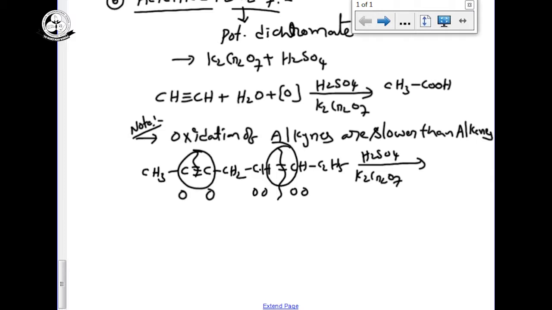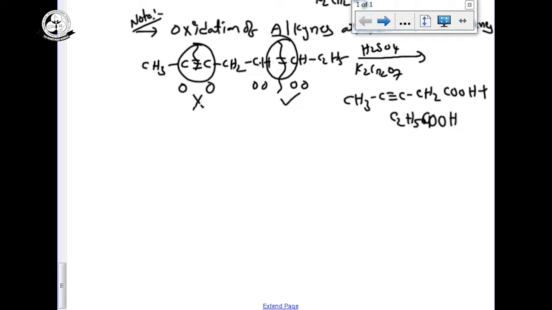But we already told you that when compared with alkynes, alkenes can undergo oxidation more easily. So here only the double bond oxidation is possible. Now the compound is CH3, C triple bond C, CH2, COOH plus C2H5COOH. If the organic compound contains both a double bond and a triple bond, you have to give preference to the double bond, which undergoes oxidation more easily than the triple bond.